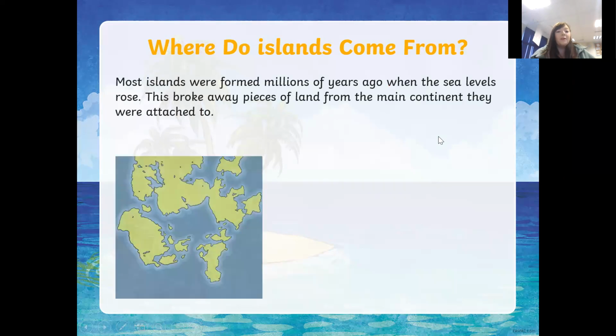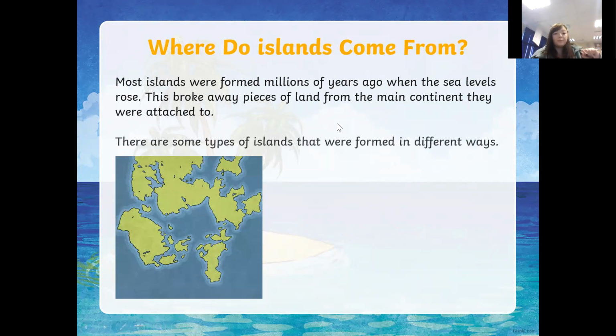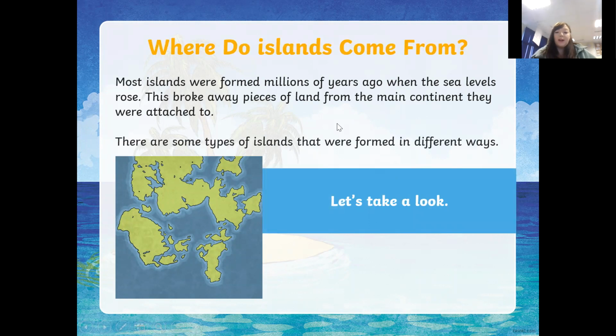Okay. Most islands were formed millions of years ago when the sea levels rose. This broke away pieces of land from the main continent they were attached to. So when we did dinosaurs in year 3, we talked about this, how they were all one big chunk of land and they broke up into different pieces. There are some types of islands that were formed in different ways. Let's take a look.